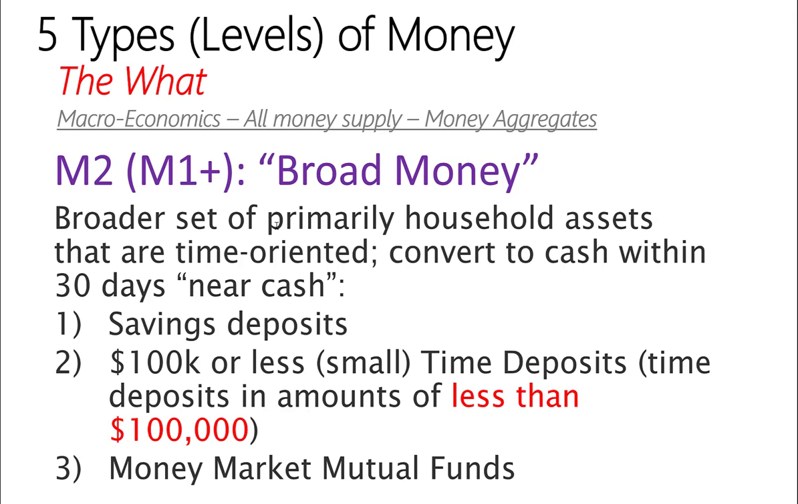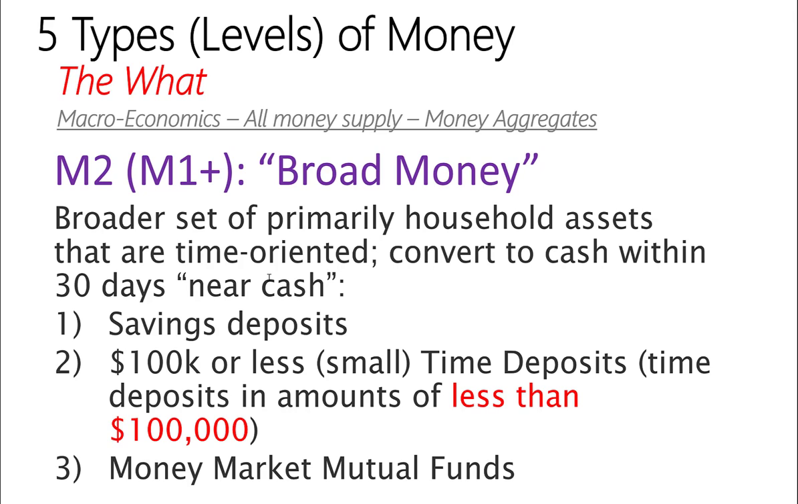But this is crossing over into the part where we're adding a time factor with M2. Okay, so a lot of times for those who are still talking about money aggregates, they usually will talk about M1 and M2. And that's because M1 is pretty much cash, and M2 is now we're starting to talk about those types of assets that have a time factor to them, so they're not as liquid. Okay, so a broader set of primarily household assets that are time oriented. They convert to cash within 30 days, so they're near cash.